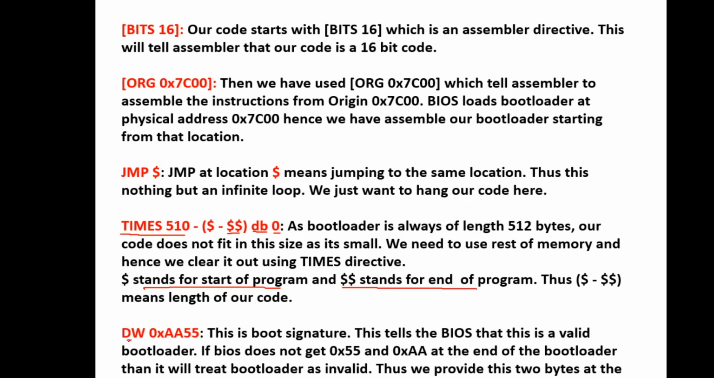DW, as I mentioned earlier, is data word. 0x is a hexadecimal number. AA55 is a magic number or the boot signature which is going to be loaded in the 510th and 511th location. If it is not present at the end of the bootloader, it will be considered invalid. If it is present, it will be considered a valid bootloader. So we have to specify this DW 0xAA55. Our coding of assembly language is over.